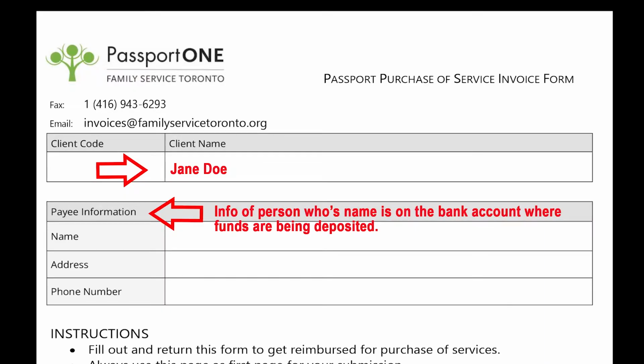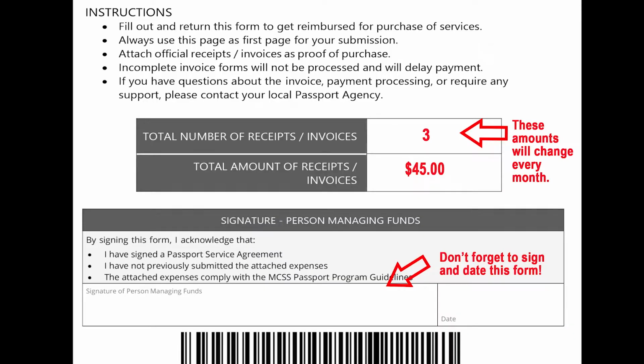Again, for your first few submissions, it is okay if this is blank. You'll be writing in the client's name, so the person who's receiving the funding. Then if you take a look at the next box, it says payee information. It's asking for the name of the person who the bank account belongs to, their address, and their phone number. Below the instructions, the box asks for number of receipts and invoices and total amount of receipts or invoices.